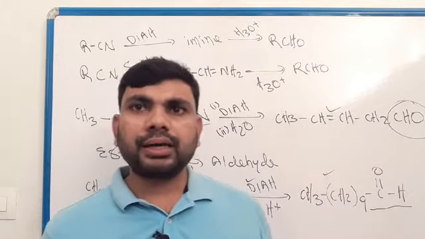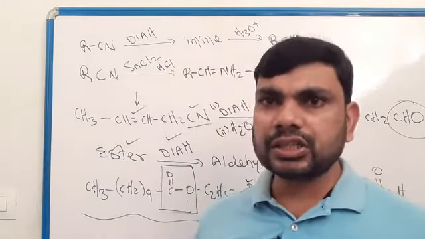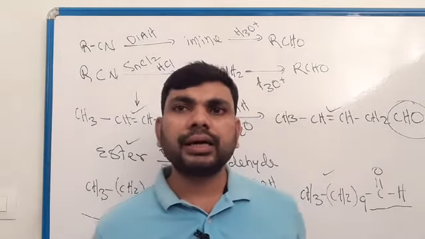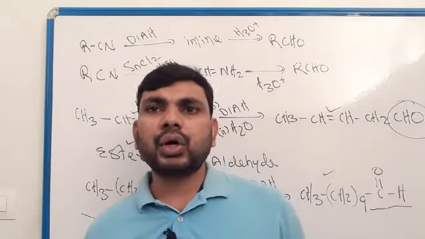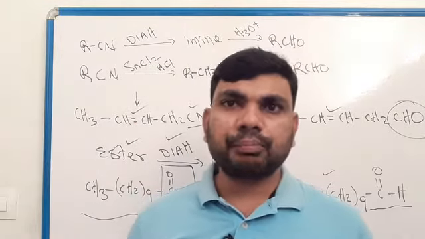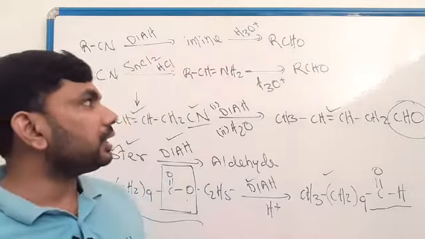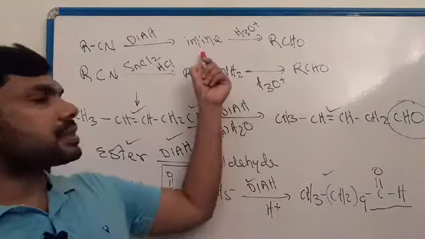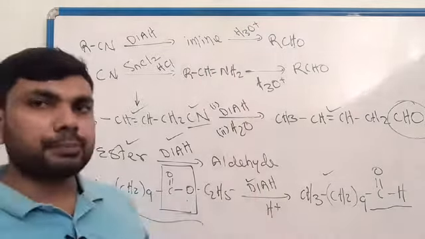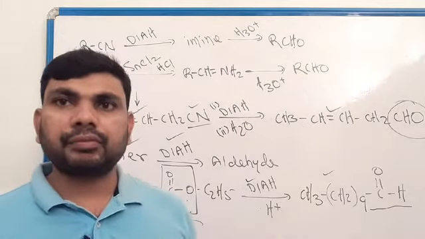Nitriles in the presence of tin chloride and HCl will change to aldehyde. This chemical reaction is called Stephen reaction. During Stephen reaction, imine is the intermediate product.